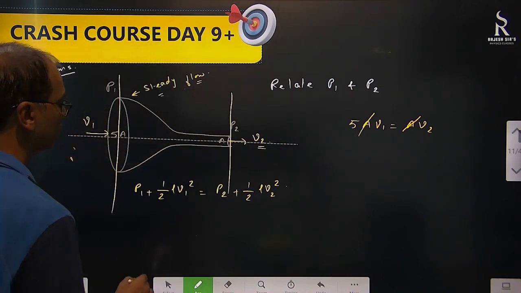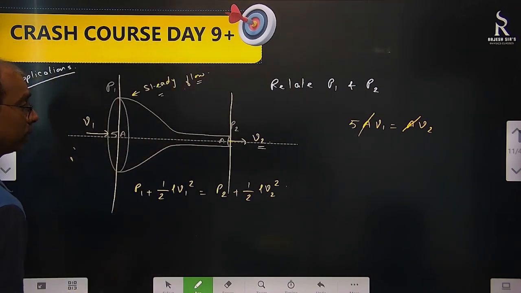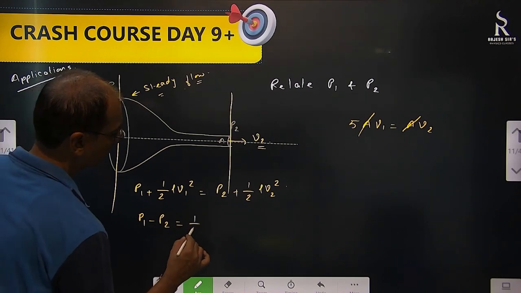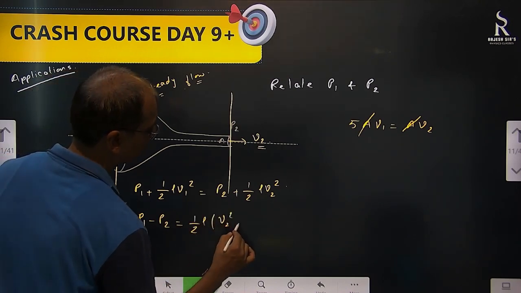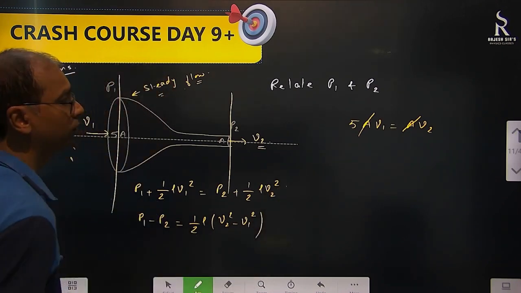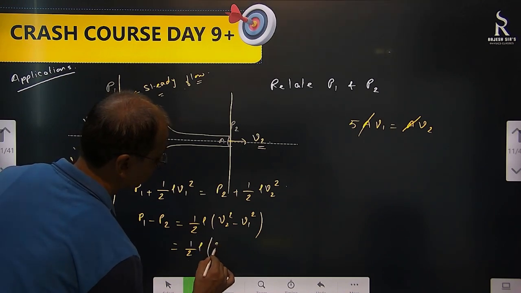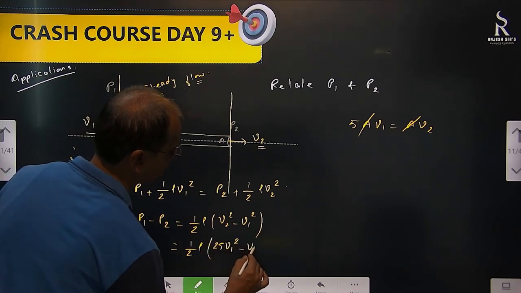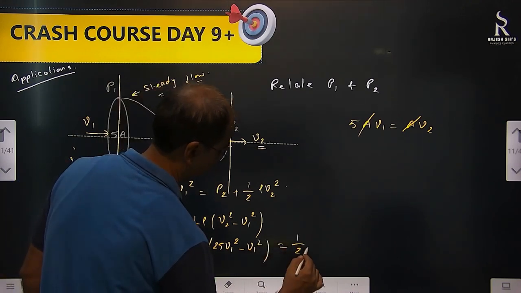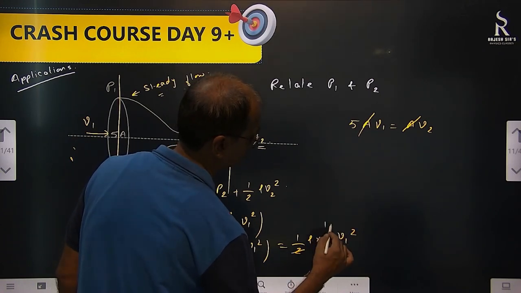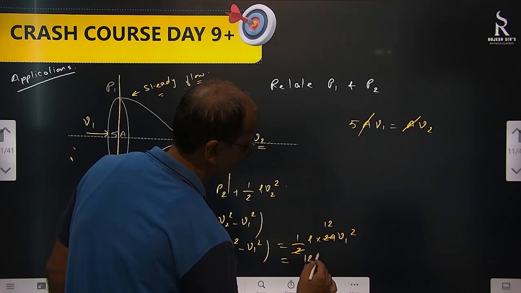So can we use it? Yes. We can find the pressure difference, because he is saying relate P1 and P2. So P1 minus P2 equals half rho times V2 square minus V1 square. We know V2 equals 5V1. Put it here: half rho times 25 V1 square minus V1 square, so half rho times 24 V1 square. So this is 12. So P1 minus P2 is 12 rho V1 square.